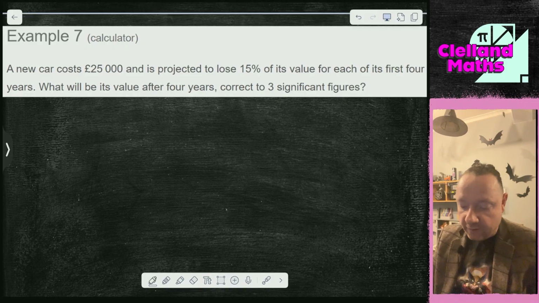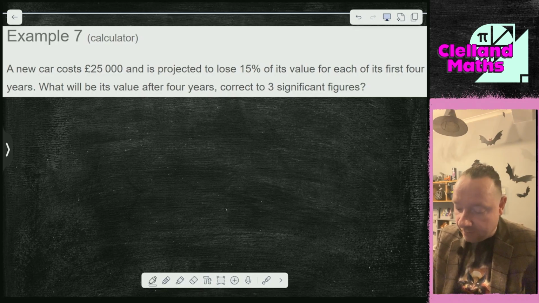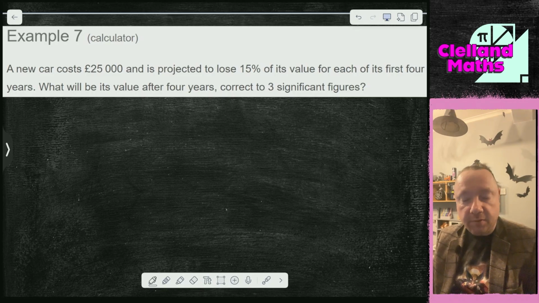Example 7 on percentages with a calculator. A new car costs £25,000. It's projected to lose 15% of its value in the first 4 years. It mentions time again, 4 years. What will its value be after 4 years, correct to 3 significant figures?